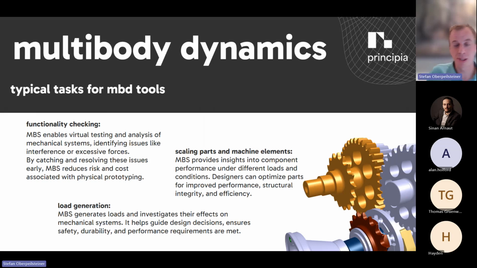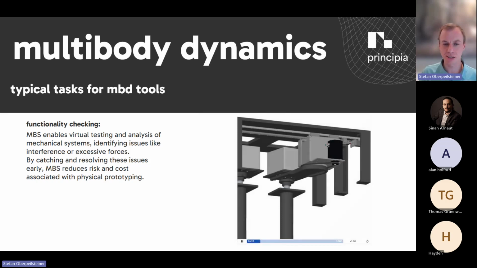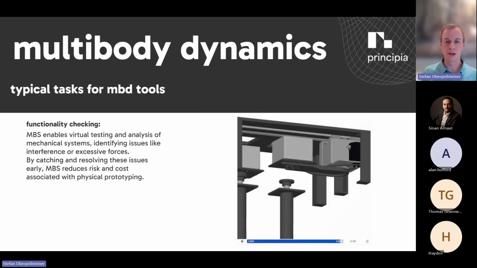What can you do with multibody dynamics? Typical tasks are those three depicted here. And in more detail, we see the first thing is functionality checking. So in my video, you see a subsystem of a 3D printer. And here we investigated a two-dimensional motion. So it's not the most complex motion, but you see there are two motors acting at the same time.